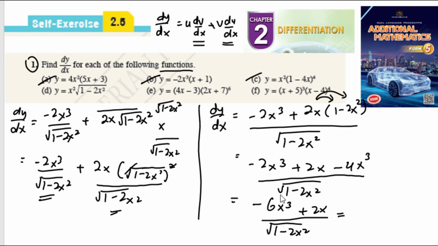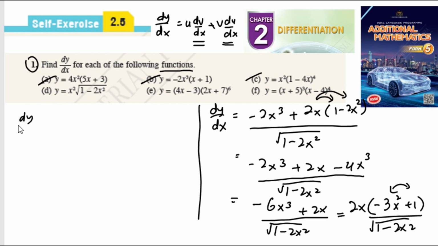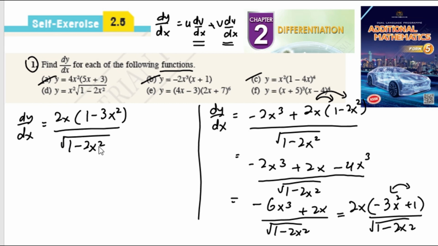So you can factorize, right? You see x and 2 can be taken out. So you take out 2x, and you are left with negative 3x squared plus 1, divided by the square root of 1 minus 2x squared. We don't want the negative to be at the front, so we change the place of this one and this one. So here dy over dx is equal to 2x times 1 minus 3x squared, divided by the square root of 1 minus 2x squared.